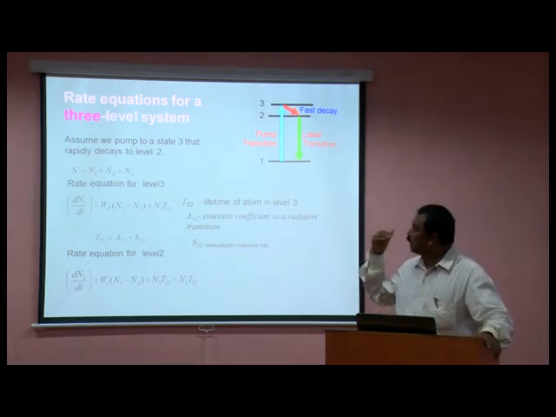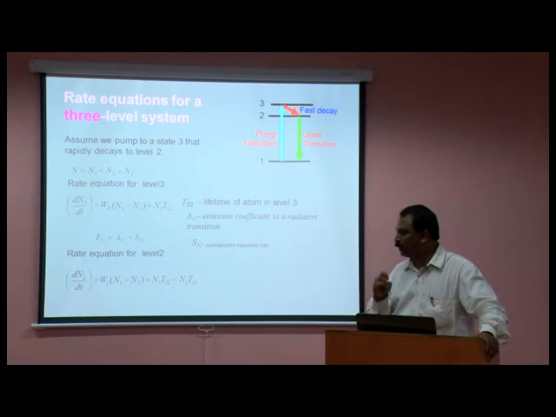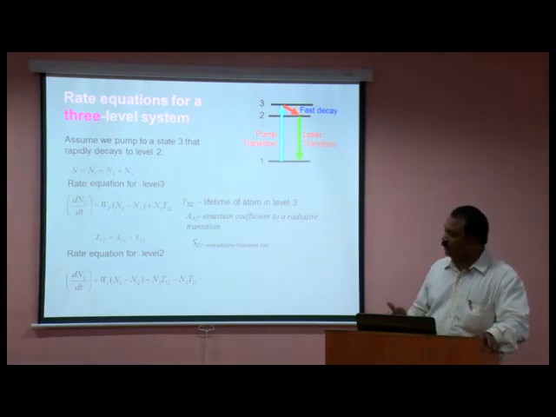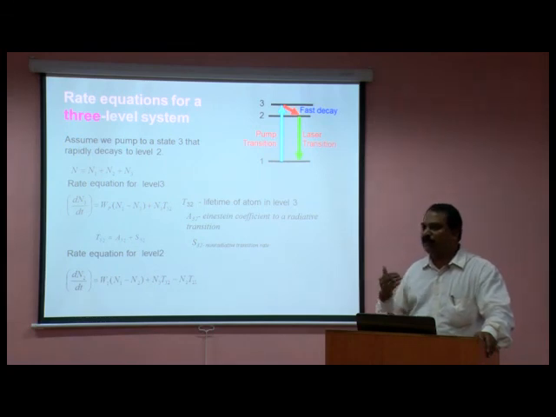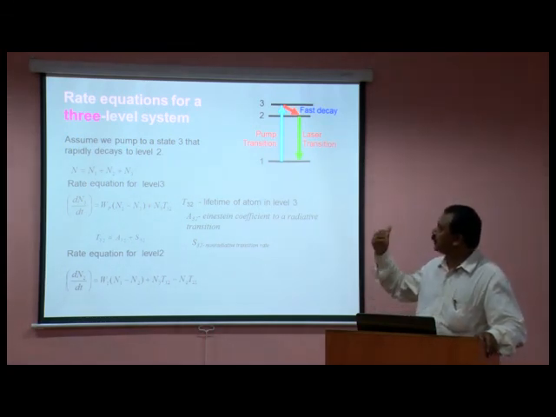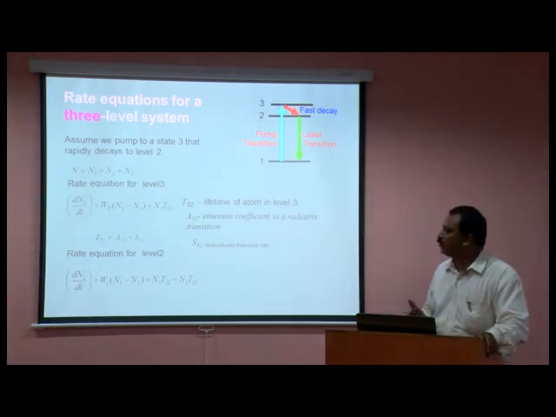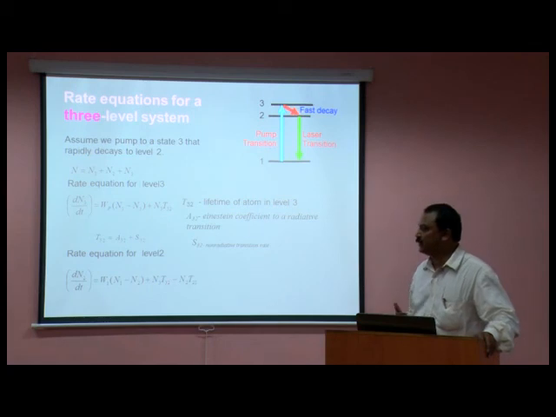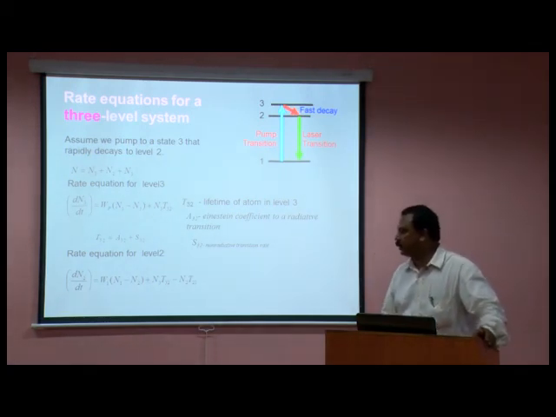So, atoms present in the first level can go to the second level. This is one possibility. After that, there is a decay of atoms in the second level spontaneously, coming down from the second level to the first level, that is WL N2, after completion of its lifetime. That is a depopulation, so I will put a minus sign.